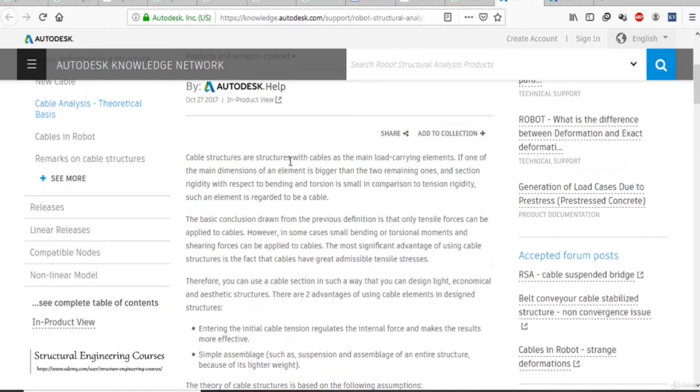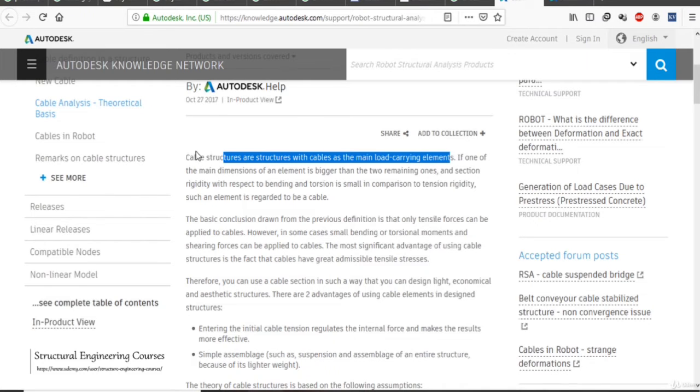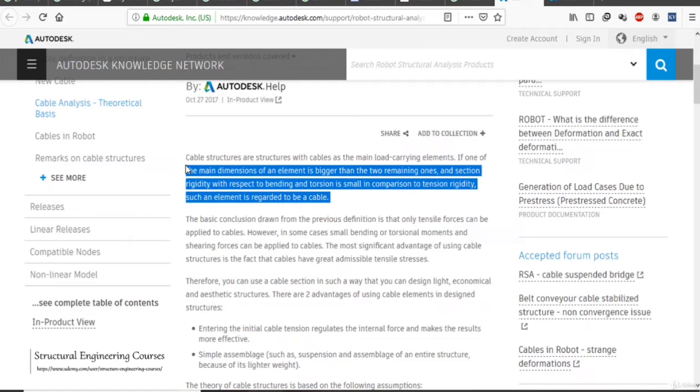Cable structures are structures with cables as the main load carrying elements. This is the number one approach. If one of the main dimensions of an element is bigger than the two remaining ones, and the section rigidity with respect to bending and torsion is small in comparison to the tension rigidity, such an element is regarded to be a cable. This is the criterion for deciding whether the structure is a cable structure or not.